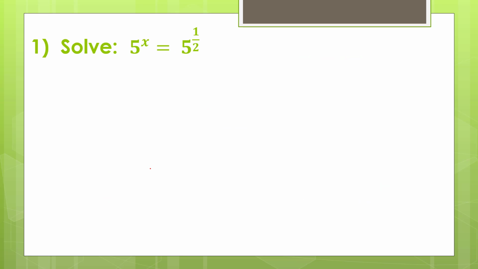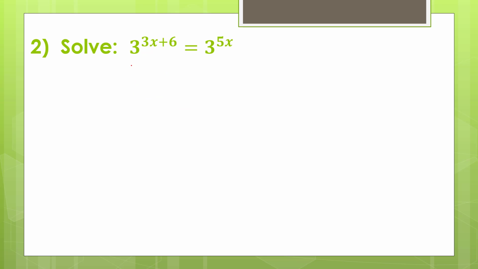So, for example, 5 to the x is equal to 5 to the 1/2. In both instances, our base is 5. So we can set our powers equal to one another. x is equal to 1/2. Well, the question asks for us to solve, and every time we've solved before, whether it's a quadratic or a linear equation, we solve by finding the value of x. Notice, we've already done that. So the value that satisfies x in this equation is 1/2.